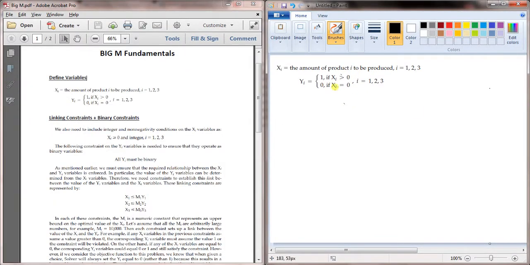In this case, when we see xi, yi, xi represents the amount and yi is binary. That means if xi is produced, that is if xi is greater than 0, then yi is 1. If there is nothing produced, then yi is 0. This is the variable part.